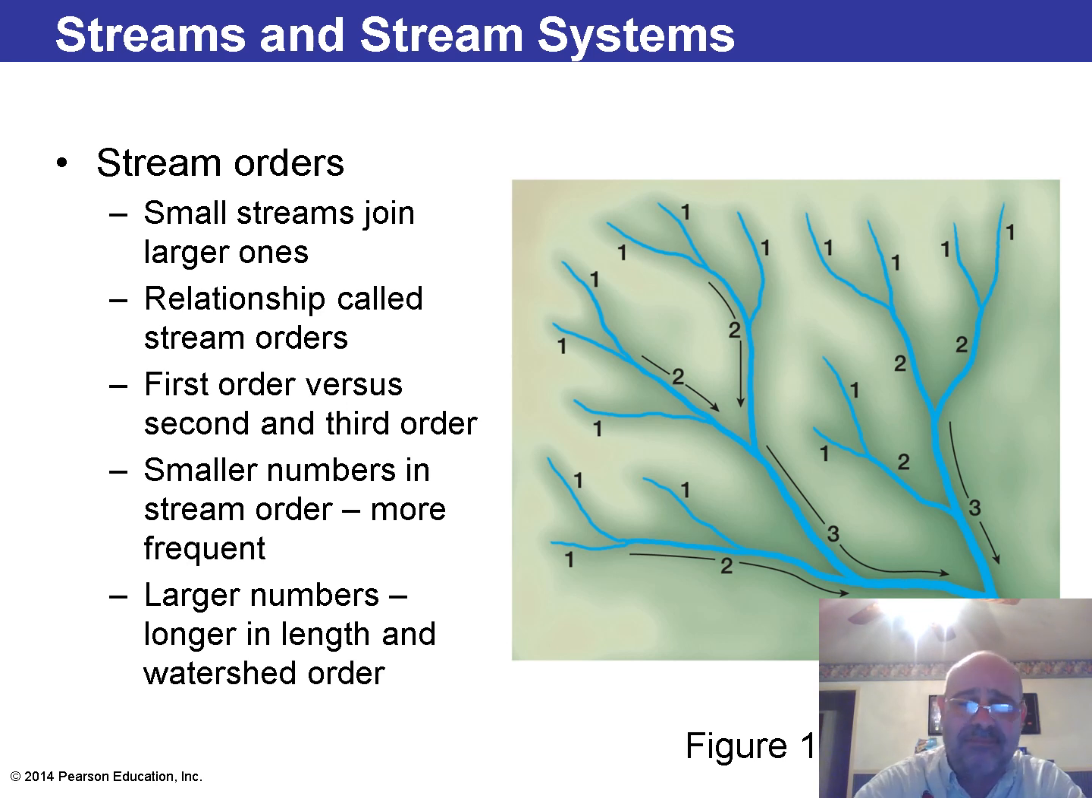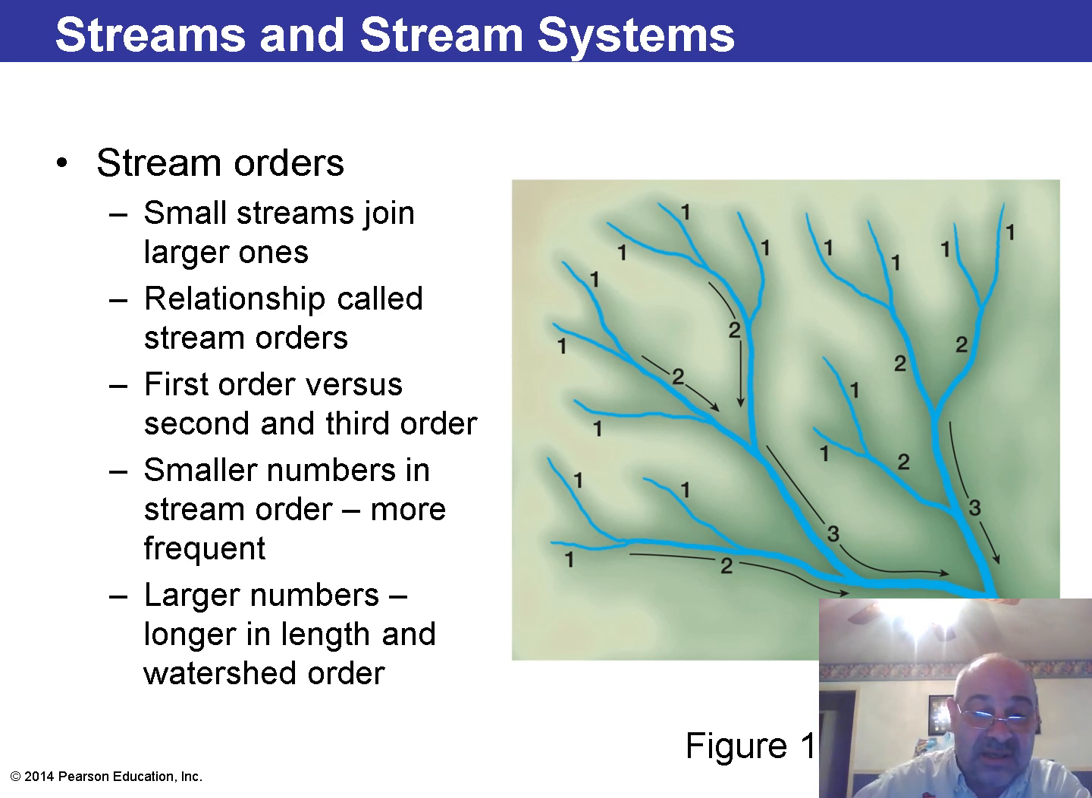Stream orders. Now, most people use rivers and streams and gullies and rills and this and that and the other, but that's not really the way it works, okay? So in science, for the most part, we use stream orders. We don't use the word river. We use stream order, and we number them, okay? So smaller streams join larger ones.